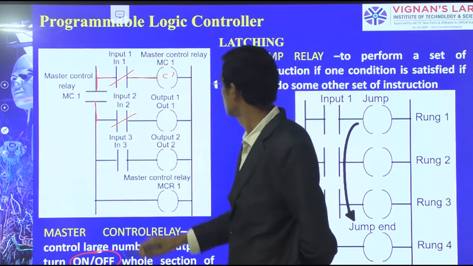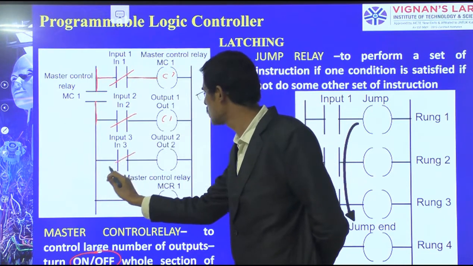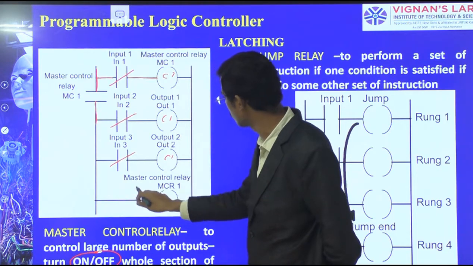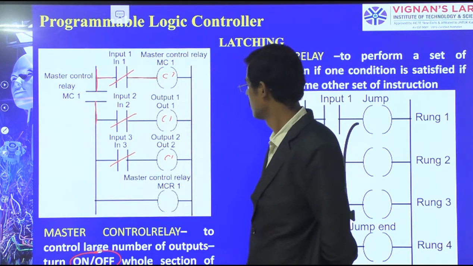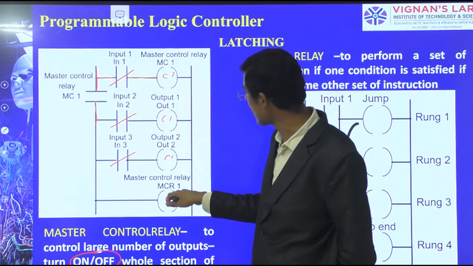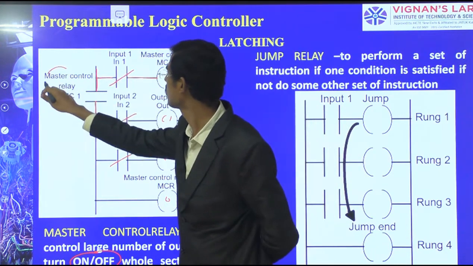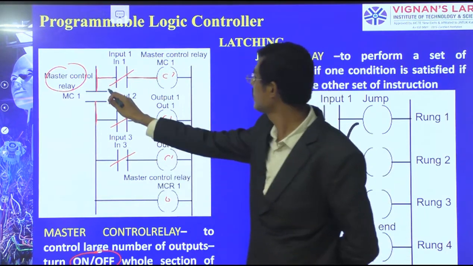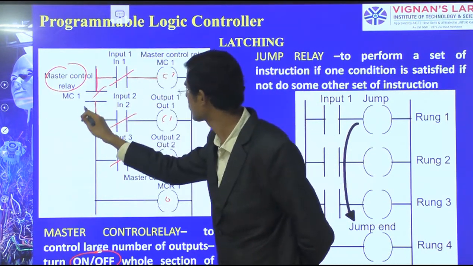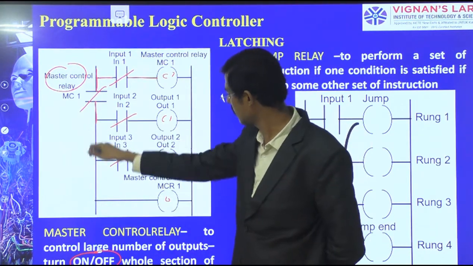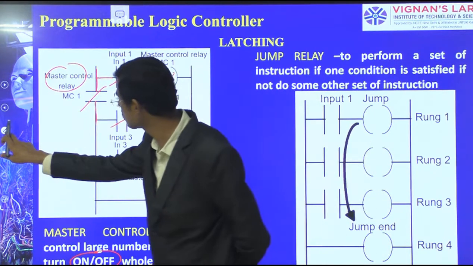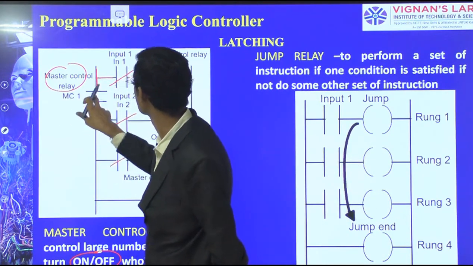Input 2 is processed and output runs. Input 3 is processed and output 2 runs. And then it activates this master control relay. When this master control relay is activated, it automatically connects the master control relay coil here. When it is connected, the power comes first, and when it is disconnected at last, it is going to disconnect again.